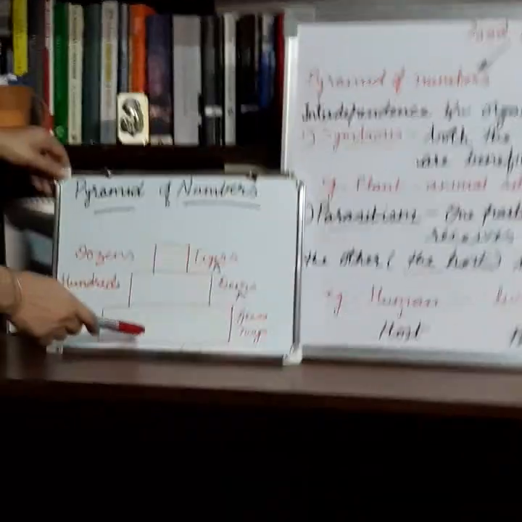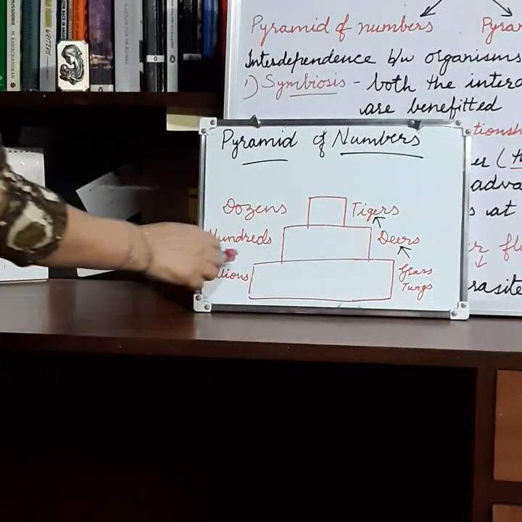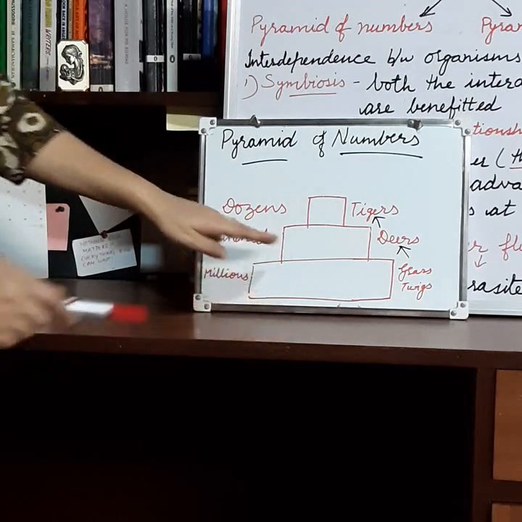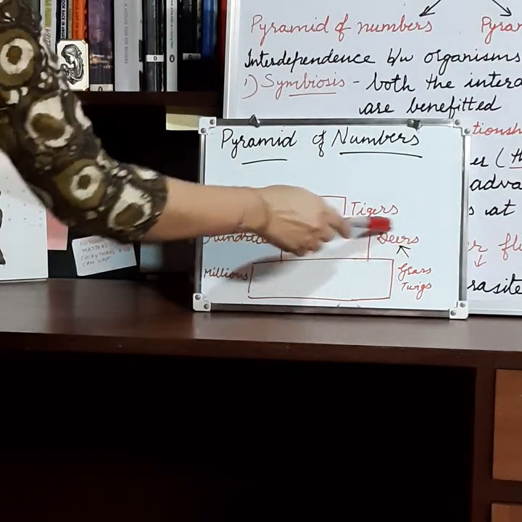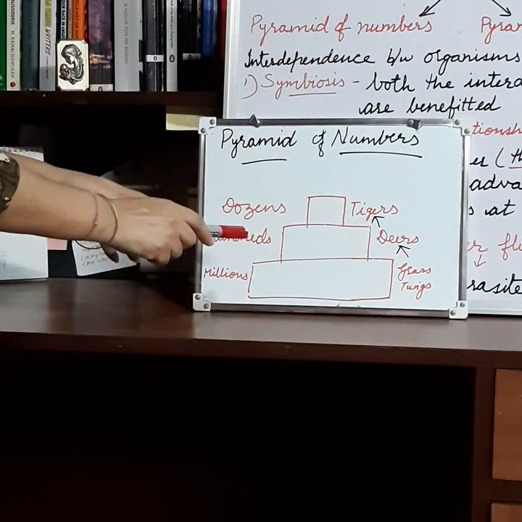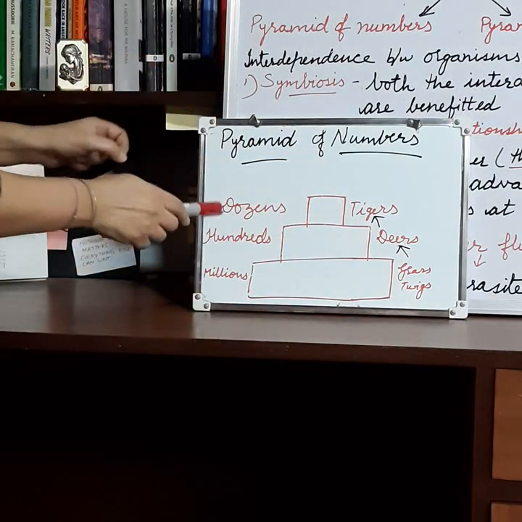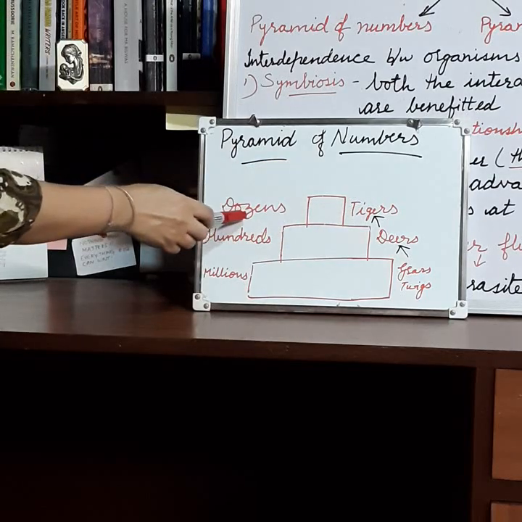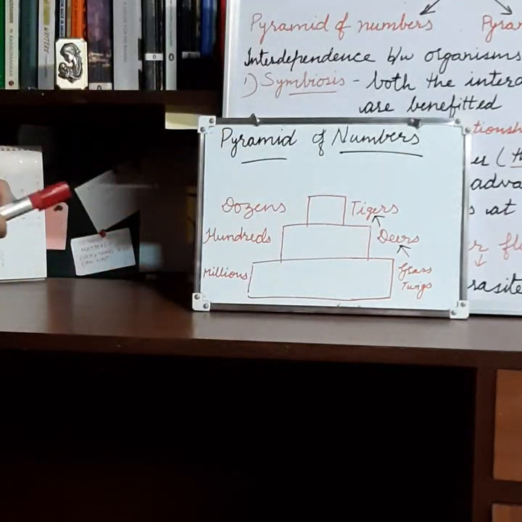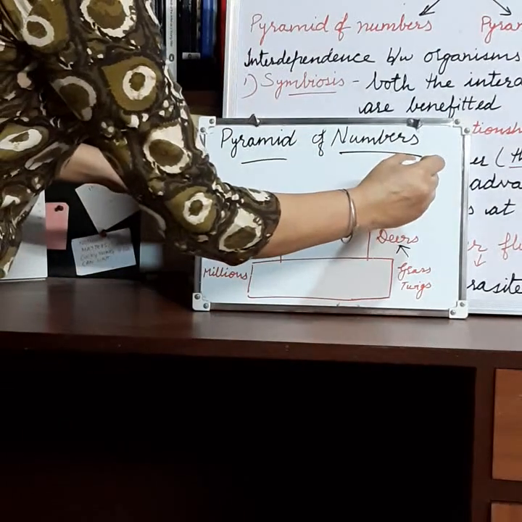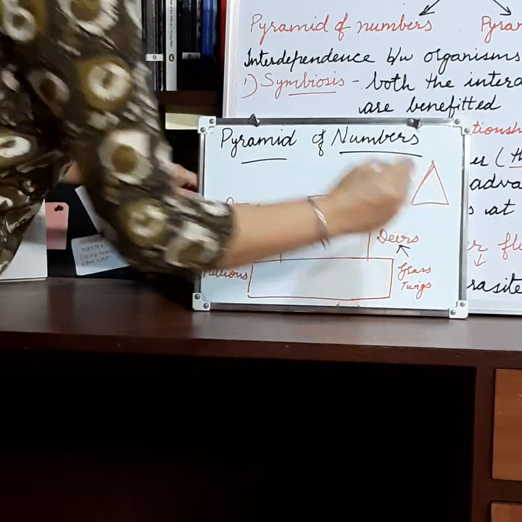Over here you can see grass twigs in millions. Then the next level, which is narrower, deers, but they are in hundreds. And this final level, point, tigers are there and they are in dozens. Is that clear? This is called pyramid of numbers. Pyramid is a structure like this, very famous in Egypt.